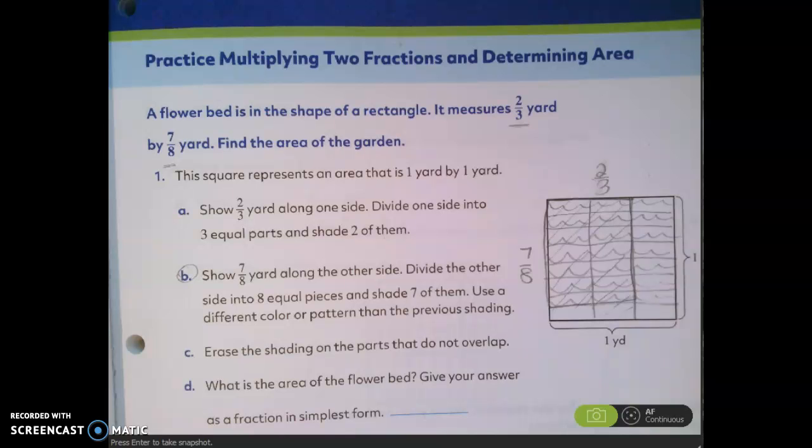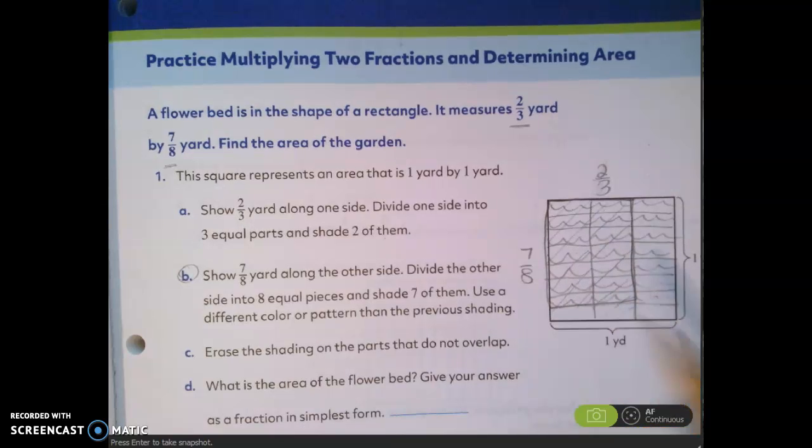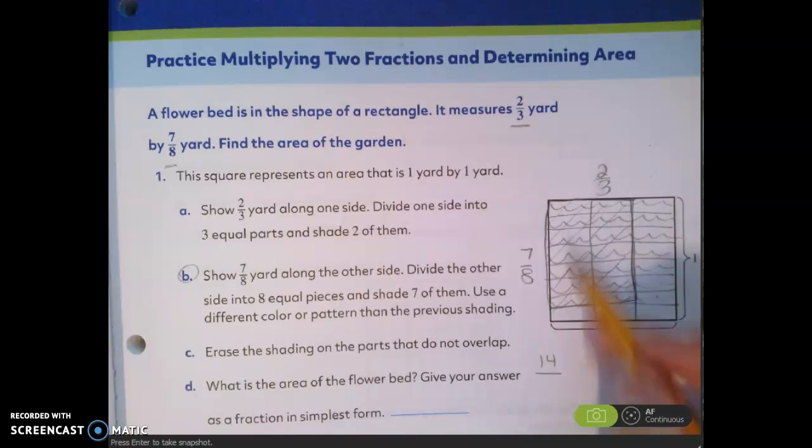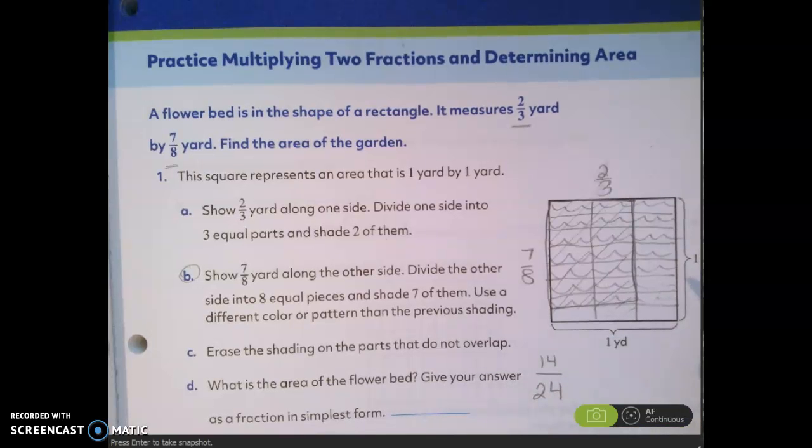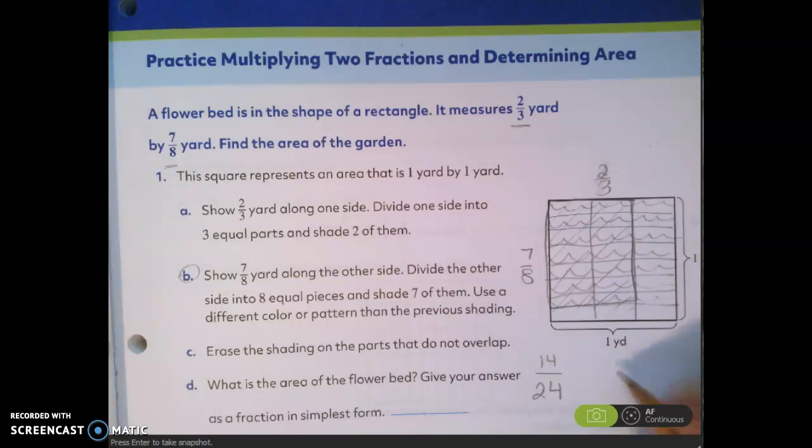So the area of that flower bed, let me count. I have 1, 2, 3, 4, 5, 6, 7, 8, 9, 10, 11, 12, 13, 14 shaded pieces out of how many are here all together? Well, this was 14, 15, 16, 17, 18, 19, 20, 21, 22, 23, 24. 14/24ths.